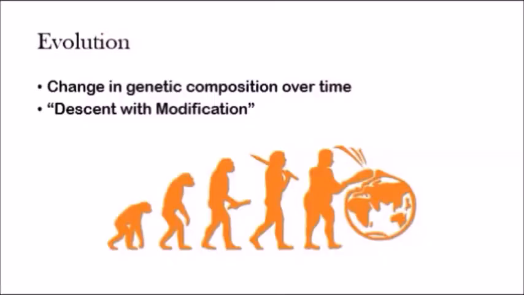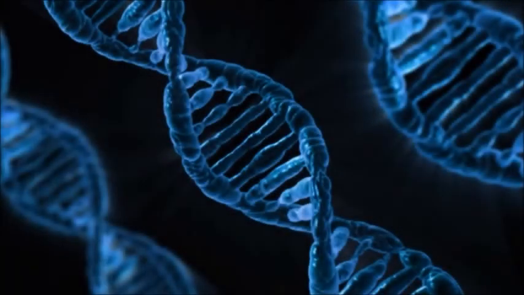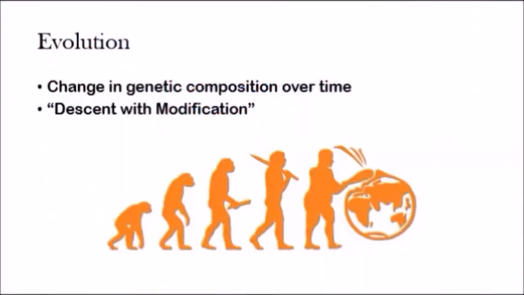Now, what is evolution, in case you don't know? Evolution is basically the change in the genetic composition of a population over time. When we talk about the genetic composition of an organism, that's basically all the information that's stored in the DNA of an organism. And DNA is basically this interesting molecule which codes for all of the traits that an organism has. So evolution is basically the change in that information within a population over time.